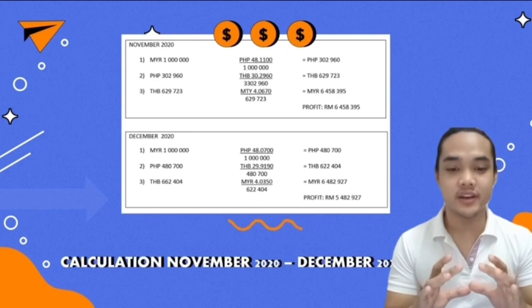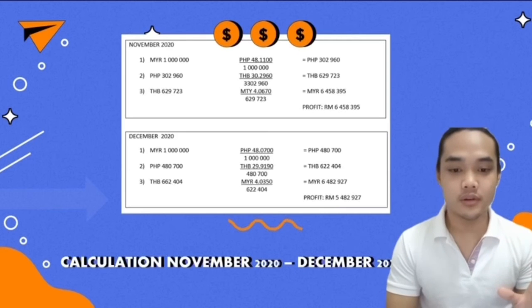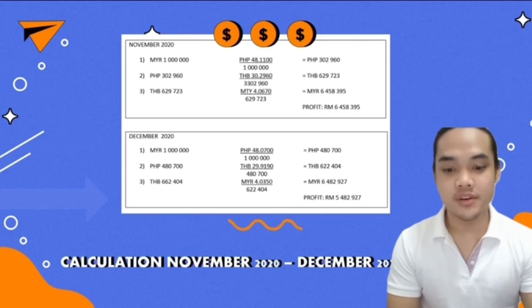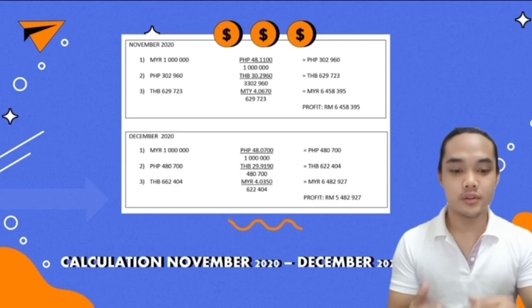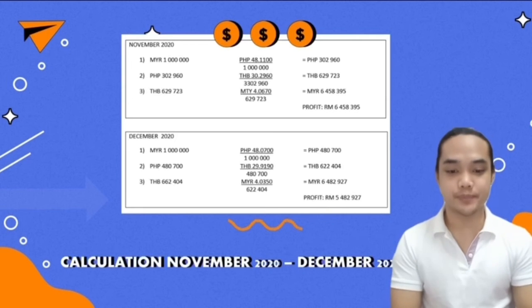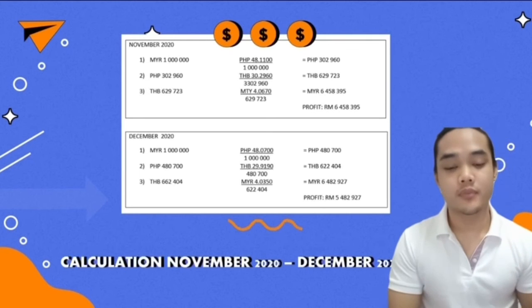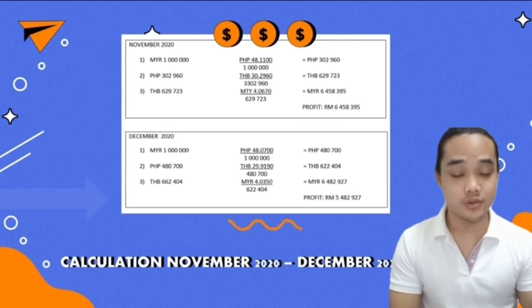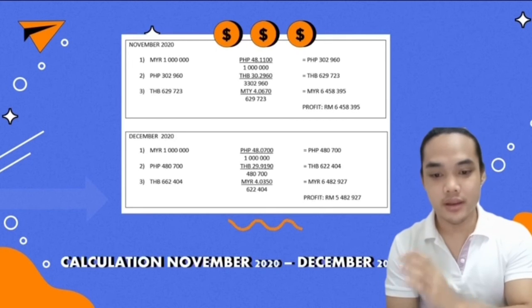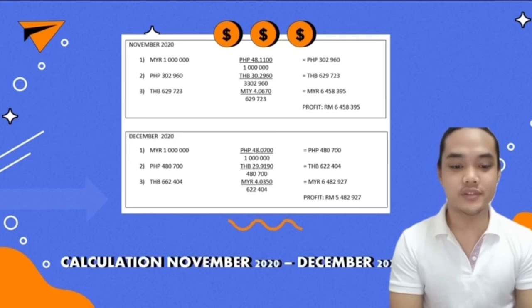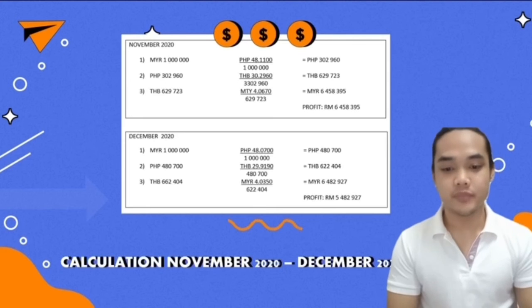So those process and strategy we repeated in 12 months. In December 2020, we used the same strategy and we repeated the process. From Malaysian ringgit, we buy Philippine pesos, and from Philippine pesos, we buy Thailand baht, and then back to the Malaysian ringgit. And after we calculated, we have profit 5.4 million ringgit Malaysia. That is the second month of our investing in those country.